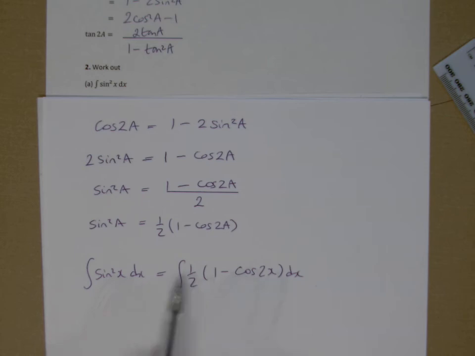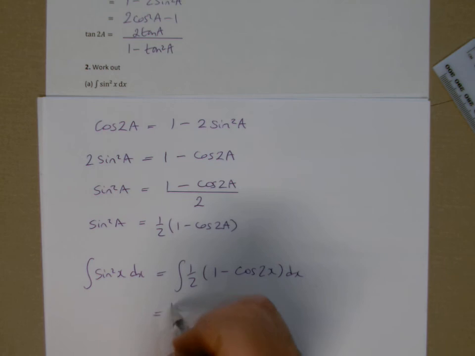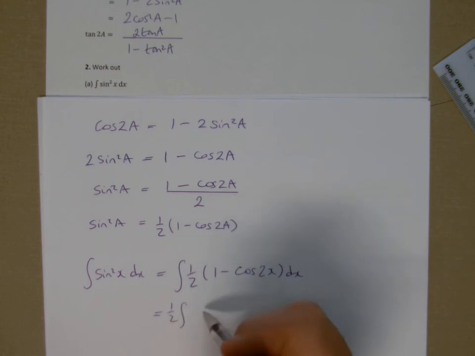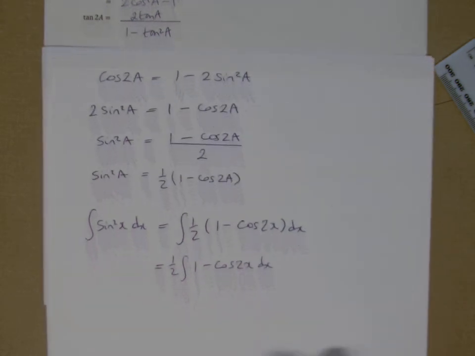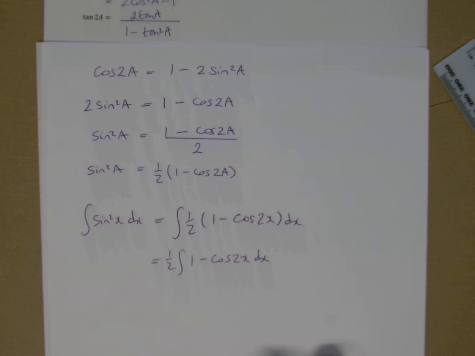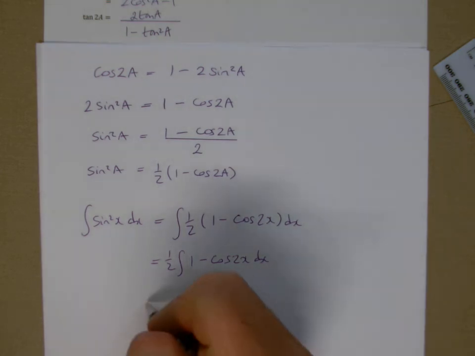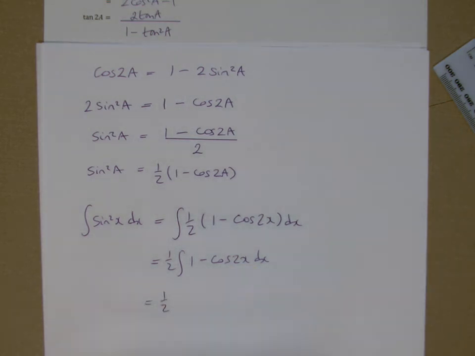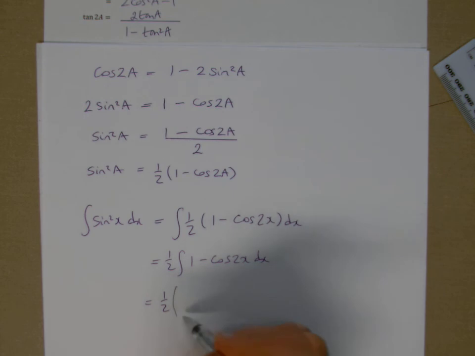Now what I'll do is take the half out, because it's a constant, and I'm just left inside with having to integrate this. And it's really simple, it's C3 revision. So this becomes 1/2, as I said, outside. Then we need a bracket. 1, when you integrate it, just becomes x. And cos 2x, when you integrate it, of course, just becomes sine 2x over 2.